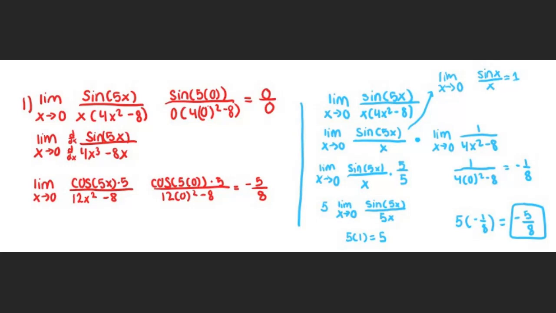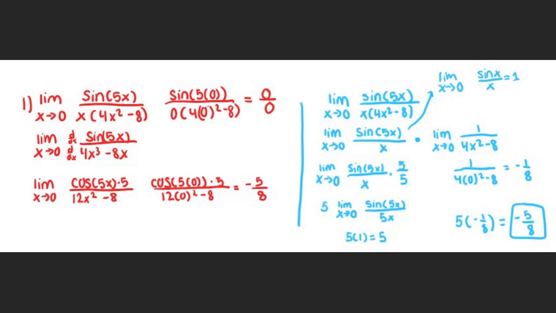Yeah. So I had number 1, and we're asked to find the limit as x approaches 0 of sine 5x divided by x times 4x squared minus 8. So we can solve this both ways, either using L'Hopital's rule or just using a limit identity, which is sine x over x equals 1. So I'm going to go with the limit identity route.